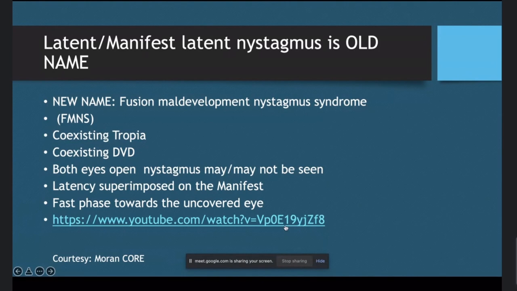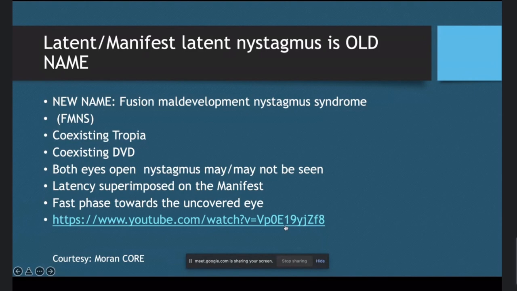Now, all this is very good, but now we are entering the latest terminologies. This manifest nystagmus, manifest latent nystagmus, all this is old terminology. The new terminology is something completely different, and I'm going to introduce you. You'll sound so cool when you talk about this new terminology. The new name is FMNS, fusion maldevelopment nystagmus syndrome. Everything is there in the name itself. The nystagmus is because of some problem with fusion. Fusion didn't develop properly.